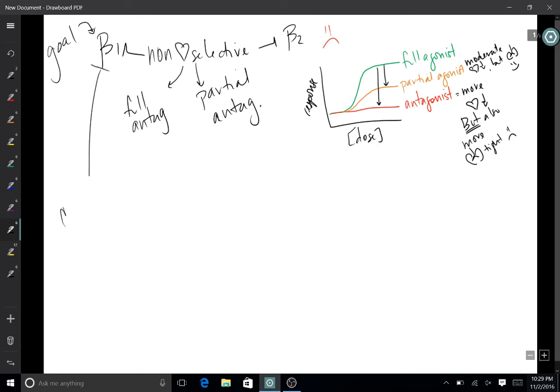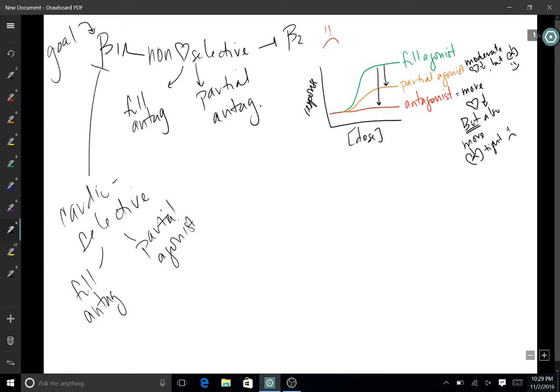We also have a set that is just beta 1 blockers, right? These are your cardioselective drugs. And under there, you can also have a full antagonist or a partial agonist. And here the difference is truly how much cardiac output do you decrease. We're no longer worried about the lungs, right? The benefit of the partial agonist in your non-selective beta blockers is the fact that you don't have as much of a lung effect. But with your cardioselective ones, really it's how much cardiac output do you want to decrease, because that's the main difference.